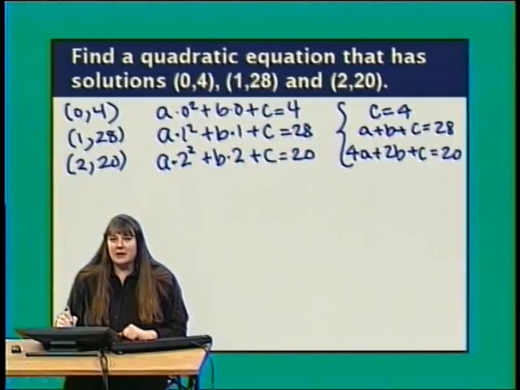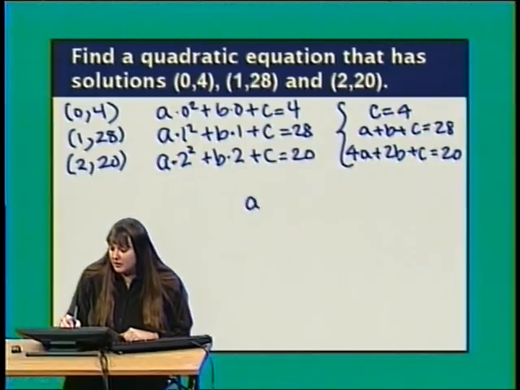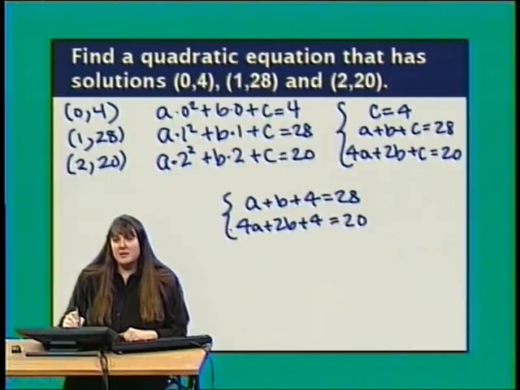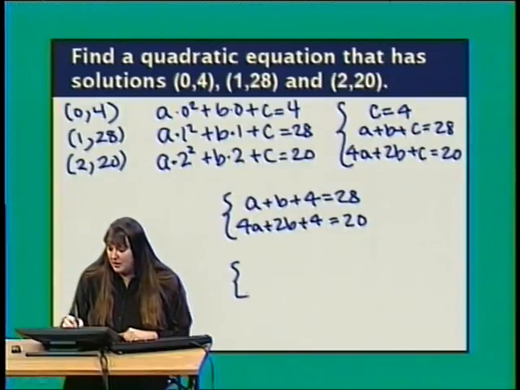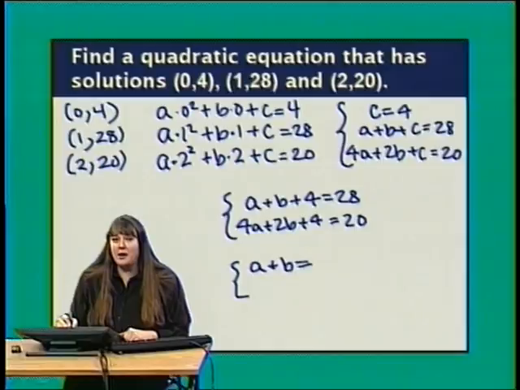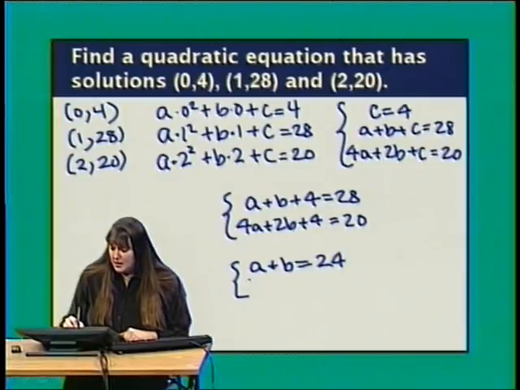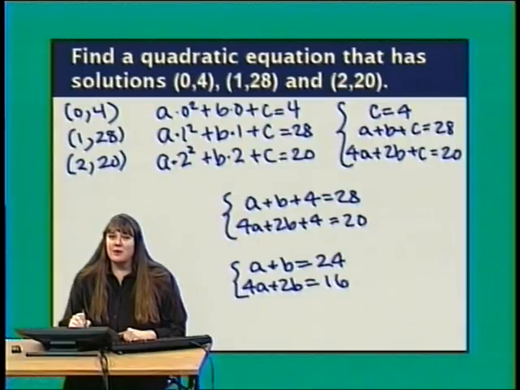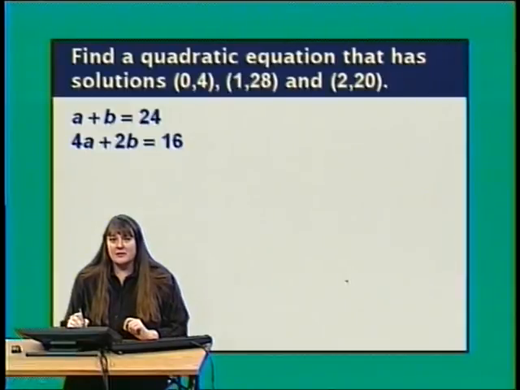Knowing that c is 4, I can substitute 4 in place of c in the second and third equations to simplify this a bit. So a plus b plus 4 equals 28. 4a plus 2b plus 4 equals 20. And moving those constants to the right-hand side of the equals sign, I have a plus b equals 28 minus 4, which is 24. And I have 4a plus 2b equals 20 minus 4, which is 16. So again, I have a system of 2 equations with 2 unknowns. A and b are unknown. So let's go ahead and solve this system.